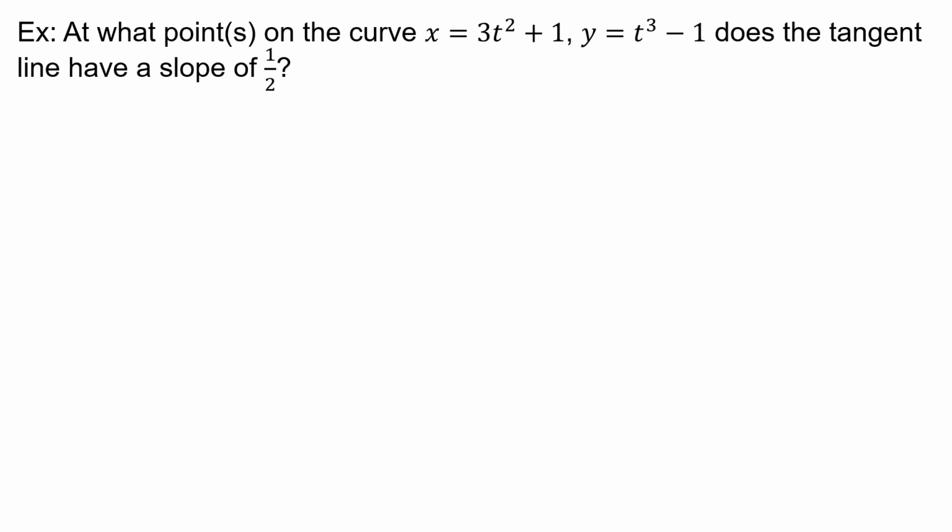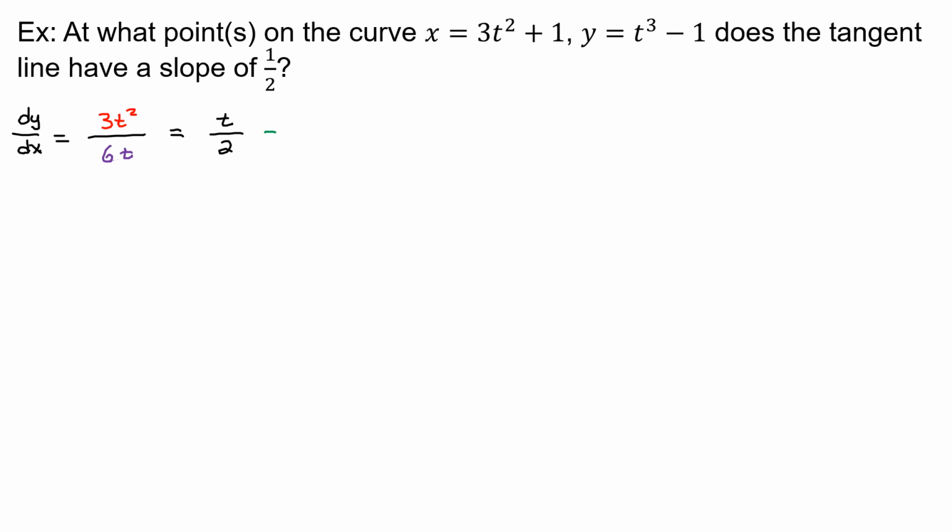This one says, at what points on the curve, 3t squared plus 1 and t cubed minus 1, does the tangent line have a slope of 1/2? So to do this, we find the derivative, because the derivative represents the slope, and set it equal to 1/2 and solve it. So our dy/dx would be the derivative of the y, which in this case would be 3t squared, the minus 1 goes away, divided by the derivative of the x, which would be 6t. Again, the plus 1 goes away, so we just end up with the power rule on both of them. This simplifies. The t's give you a t on top, and the 3 over 6 gives you a 2 on the bottom. So my derivative is just t over 2.